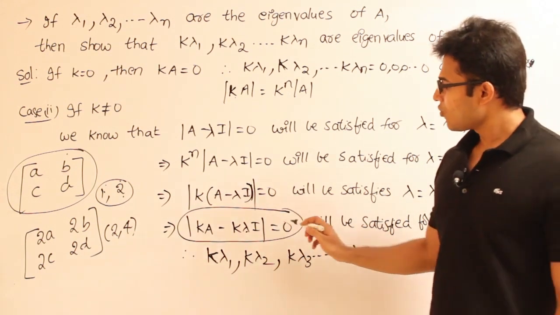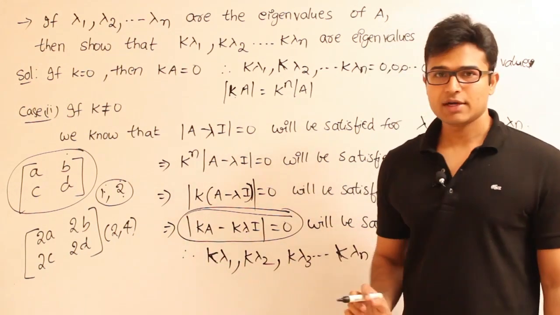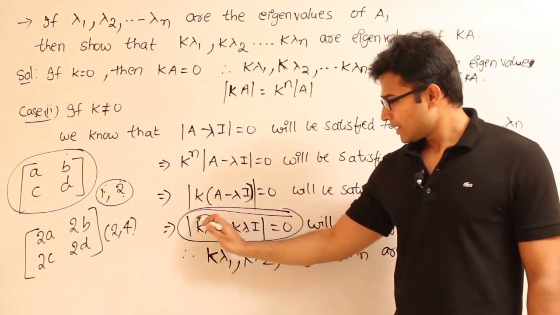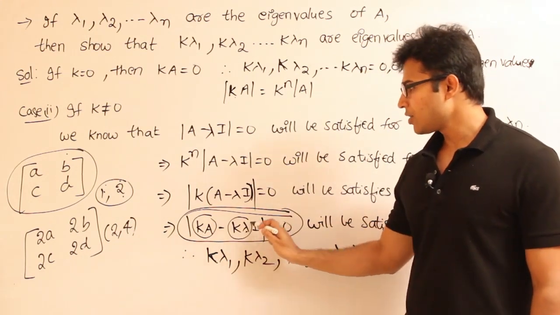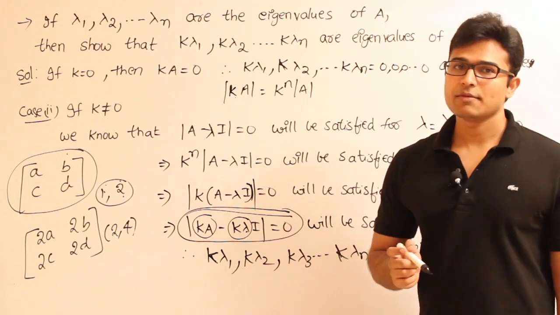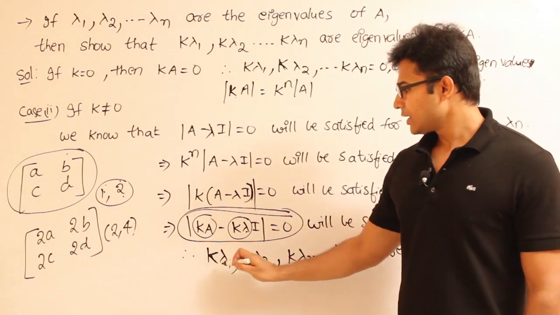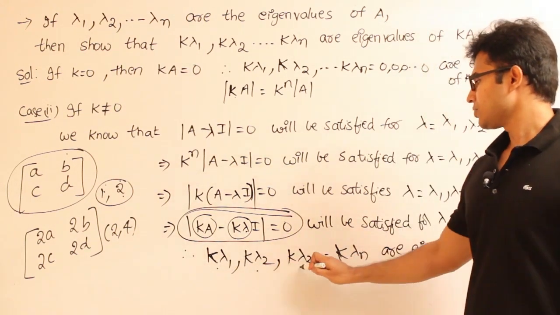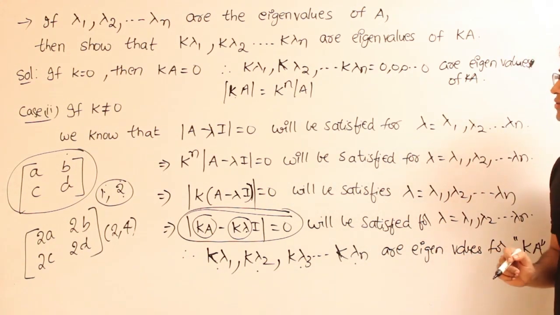Getting this? So what does it mean? If this characteristic equation is going to be satisfied, then kA is a matrix for which k into lambda gives the eigenvalues, right? And what is the value of lambda? Lambda can be lambda 1, lambda 2, and so on up to lambda n. Therefore k into lambda 1, k into lambda 2, and so on up to k into lambda n are nothing but the eigenvalues, right?